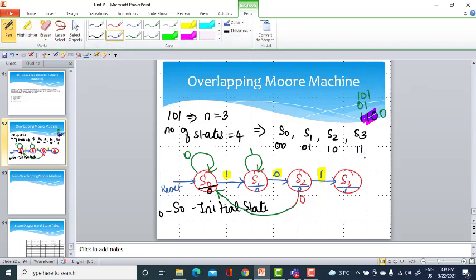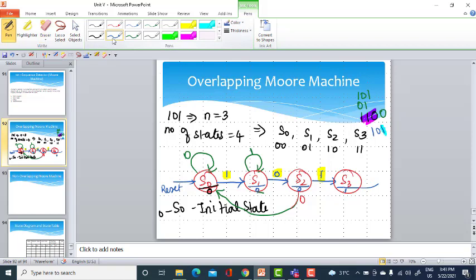So let me discuss the next pattern. Now we are in S3 because we have received 1 now. Let me assume that it is 1 0 1. When we receive 1 0 1, it goes from S0 to S1, S1 to S2, S2 to S3. Now we are in S3 again. S3 will take two values, right? 0 and 1.